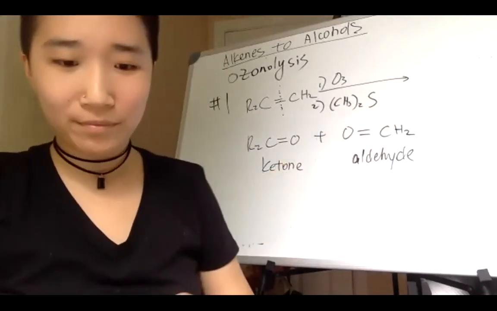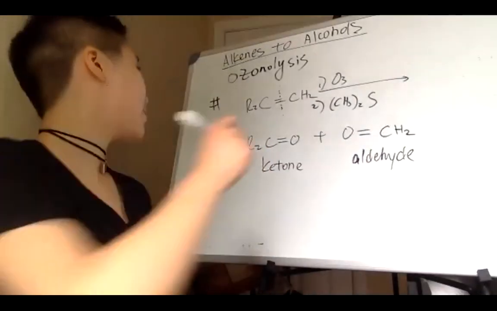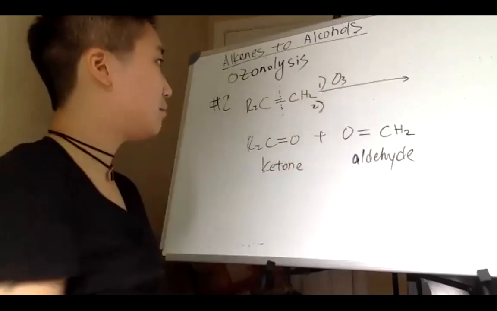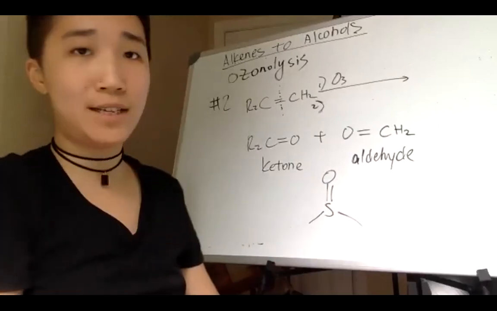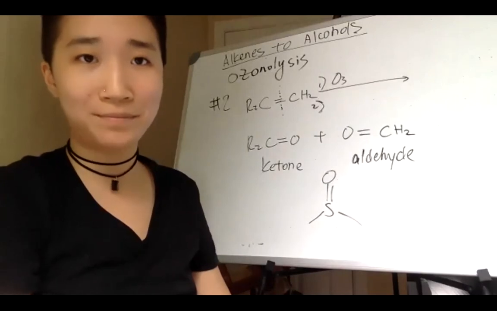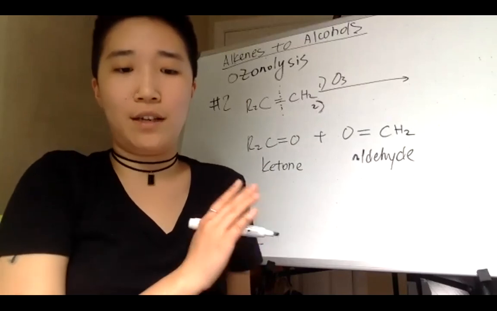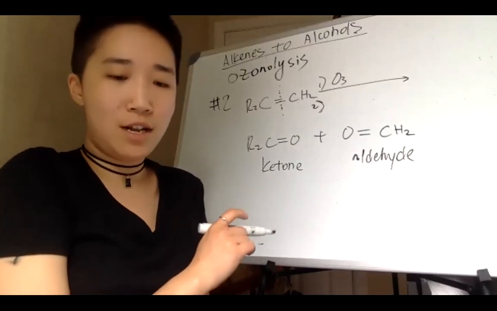Okay, so condition number two, I'm just going to erase the parts that are different. What happens to the oxygen number 3? Is it just floating around freely? I believe it's going to form this thing called DMSO, dimethyl sulfoxide. That's the side product. Okay, good question.